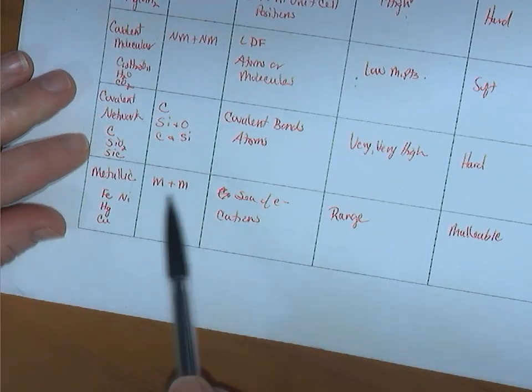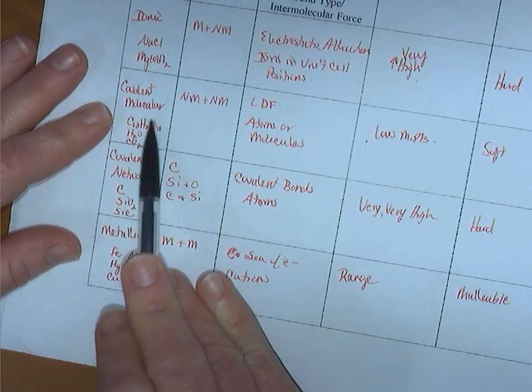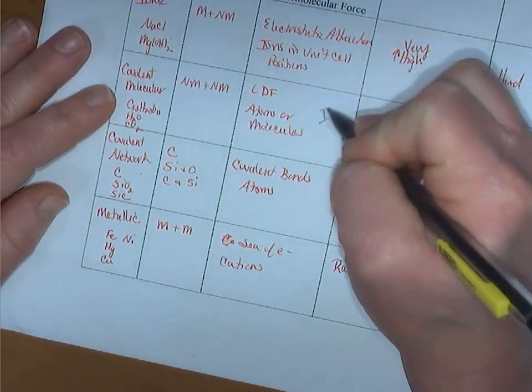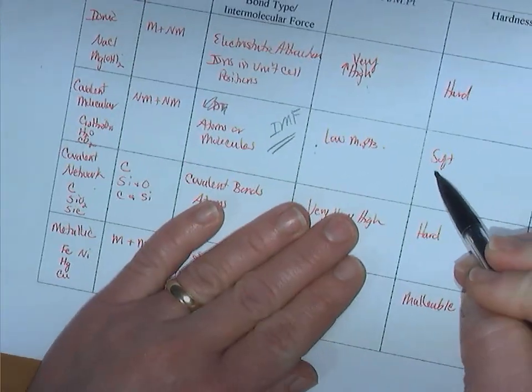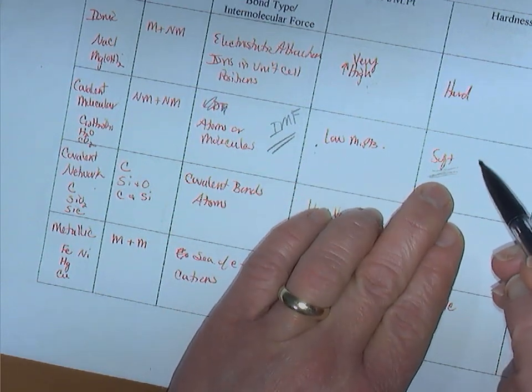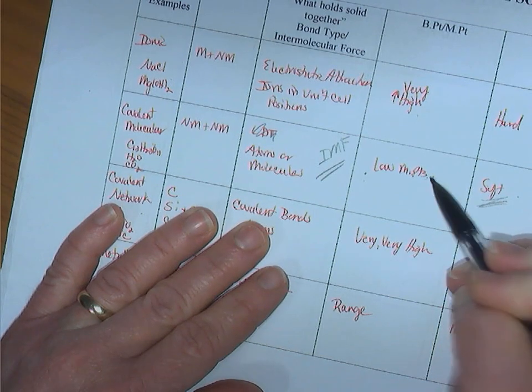Where covalent molecular, notice the order I have these in, a little different than the other, but covalent molecular, they're held just by intermolecular forces, and so they're going to be soft. We're not going to have to invest a lot of energy to break them, and they're going to have lower melting points.